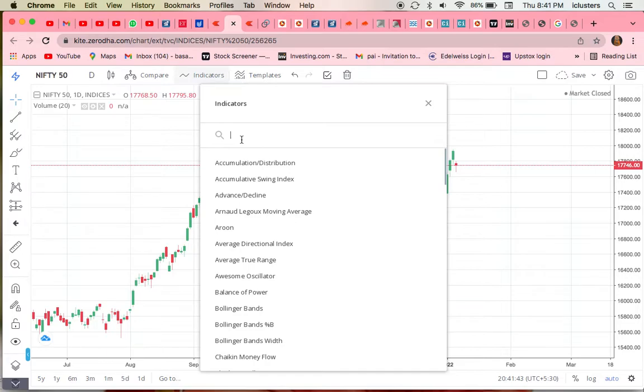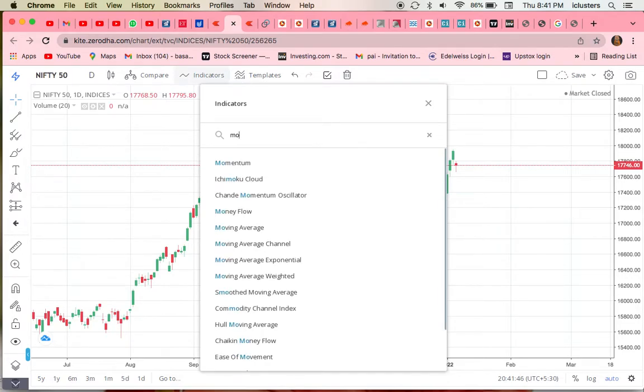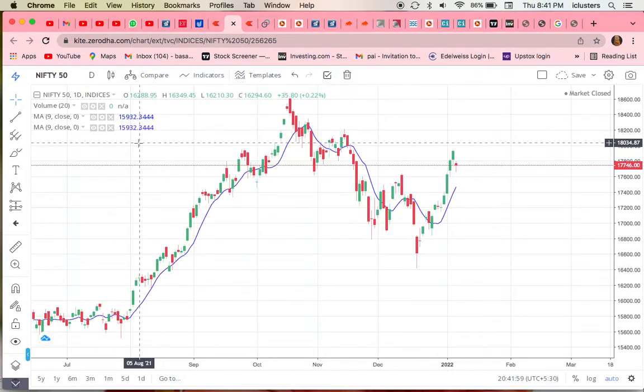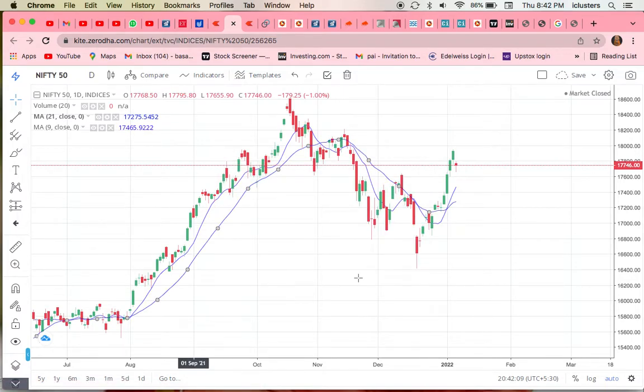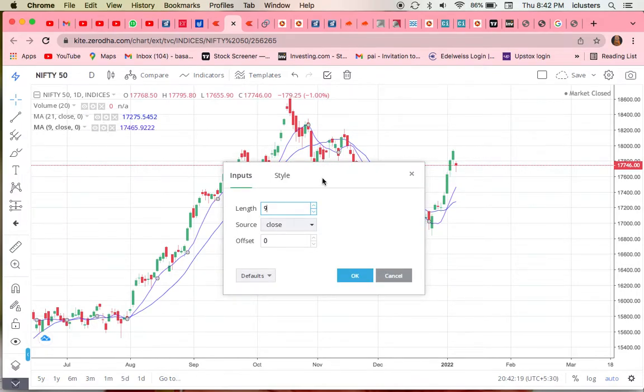Moving average. First one is moving average. It will show the average price of the movement, how this price is moving. In moving average I only use just two moving averages. First one is the 20 days moving average and second is the 200 days moving average. Some will use a 90 days moving average and someone will use a 50 days moving average. I don't use all those moving averages. I just use the 21 days moving average and the 200 days moving average.